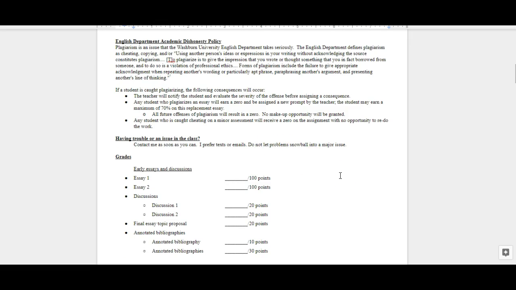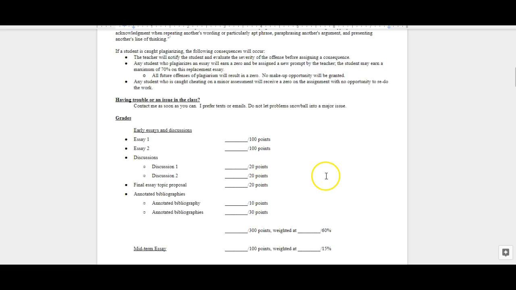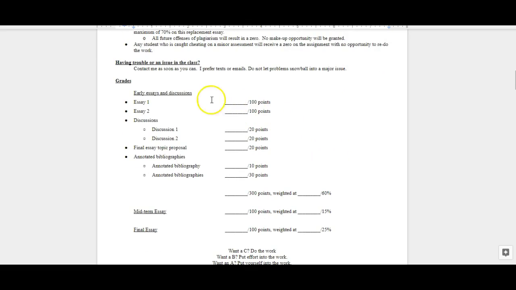I do prefer text or emails. Please do not let problems snowball into a major issue. See the grading breakdown there: Essay 1, 100 points, Essay 2, our discussions.